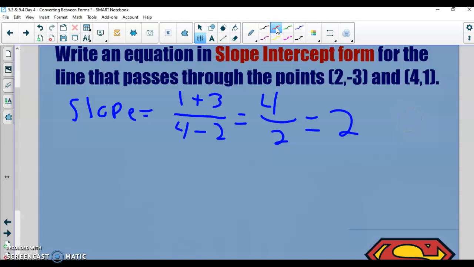So that is y minus y1. And in this case, I'm just going to use our point right here, 4, 1. So our y value is 1 equals m, which is our slope, times x minus x1, which is 4.